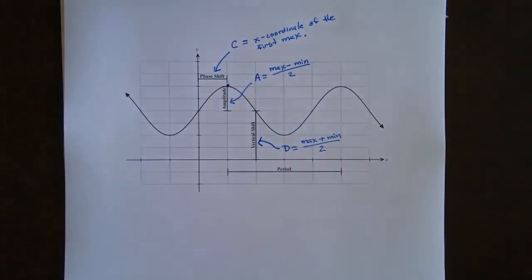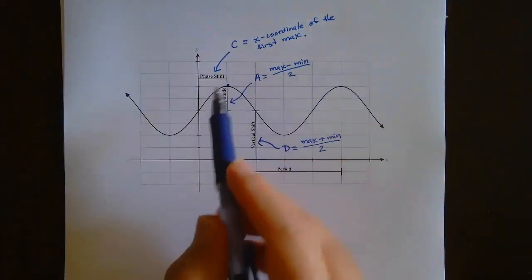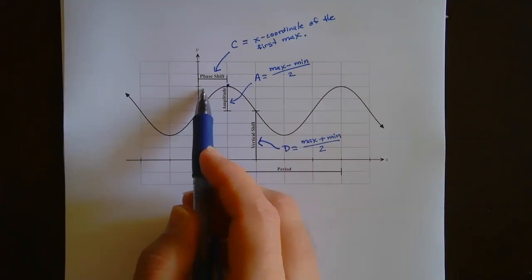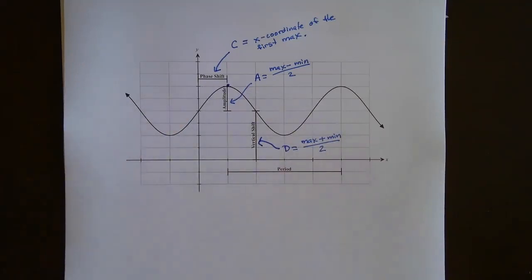Okay, and it's not the y coordinate. The max and the min are y coordinates. It's the x coordinate because it got shifted, and that's how much it got shifted over, right? Because this max is usually right on the y-axis for cosine. A lot of times, it's really easy to see what the max is.